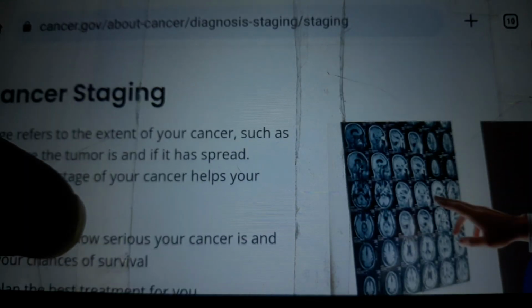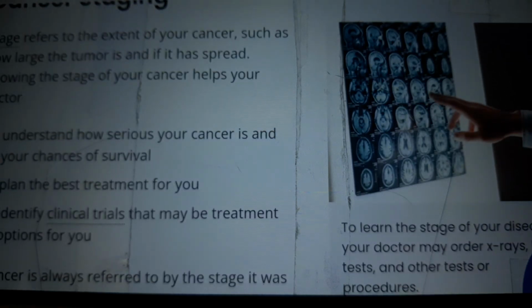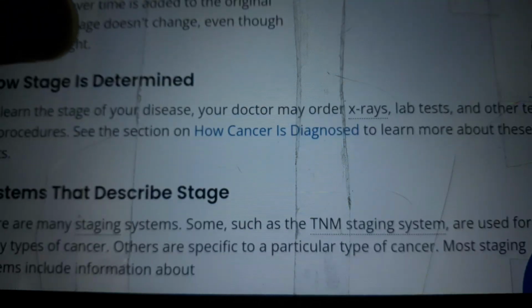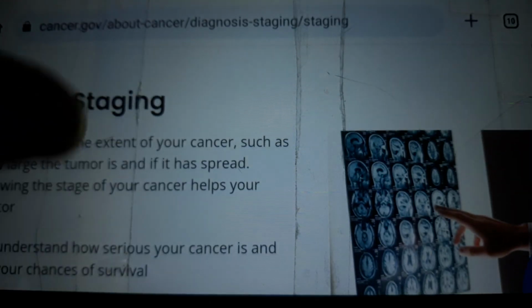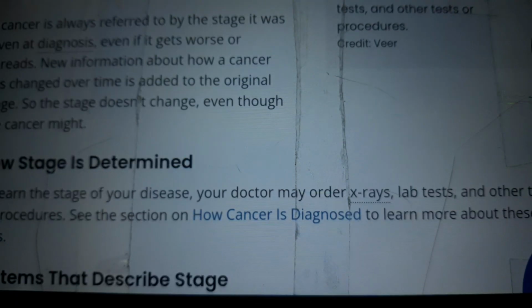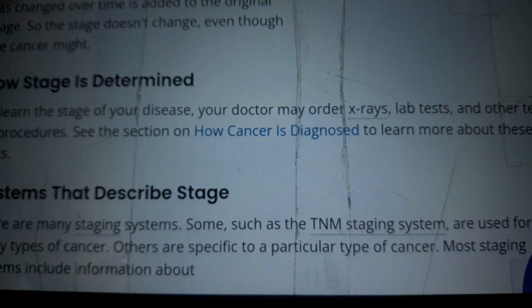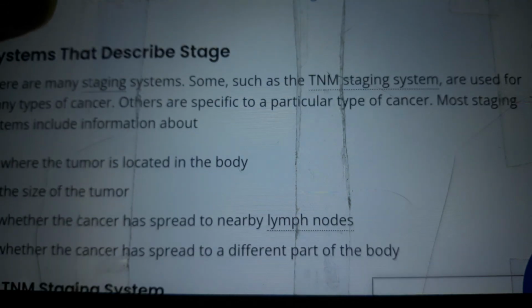Now let's go back and we're onto how cancer staging is done. So the stage refers to the extent of a cancer, such as how large the tumor is and if it has spread. Knowing the stage of a cancer helps your doctor. We've just read those details. Now, how stage is determined. Before that, we just went on to the next page, to see the clinical trials and all those things, and how cancer is diagnosed is where we went. Now we're back to systems that describe stage.